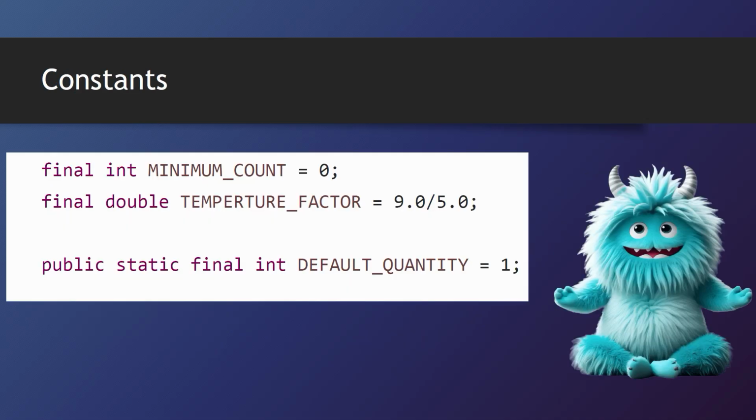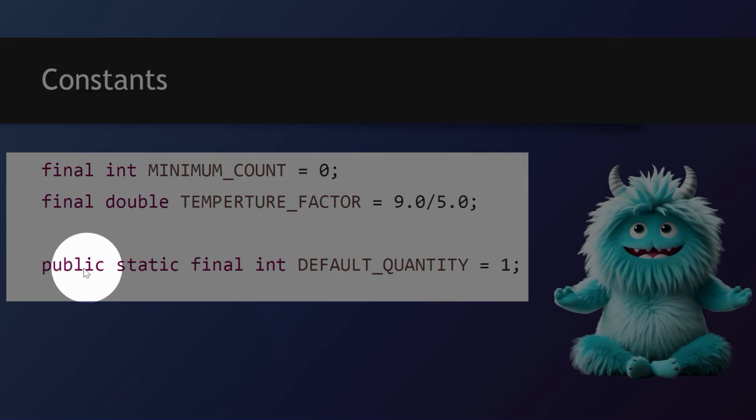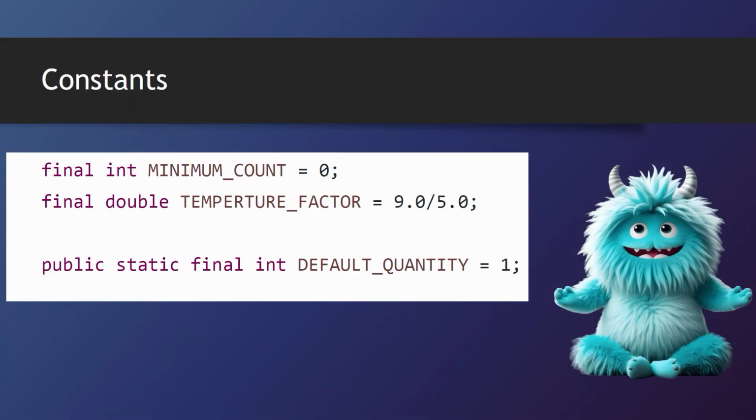Constants are similar to variables. They have a type and a name. But the value of a constant cannot change after it's been initialized. You cannot reassign the value. You declare a constant using the keyword final. You'll also often see constants declared as public and static, but we'll talk about these keywords elsewhere.